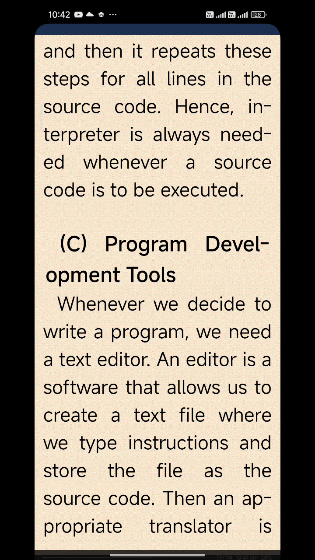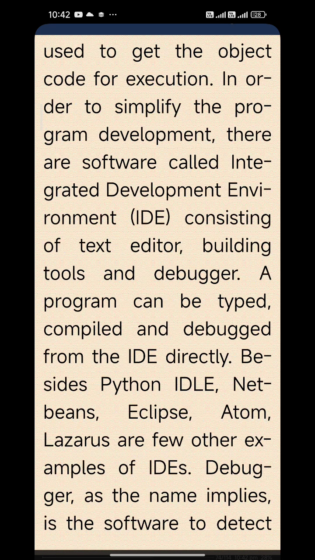Program development tools. Whenever we decide to write a program, we need a text editor. An editor is a software that allows us to create a text file where we type instructions and store the file as the source code. Then an appropriate translator is used to get the object code for execution.